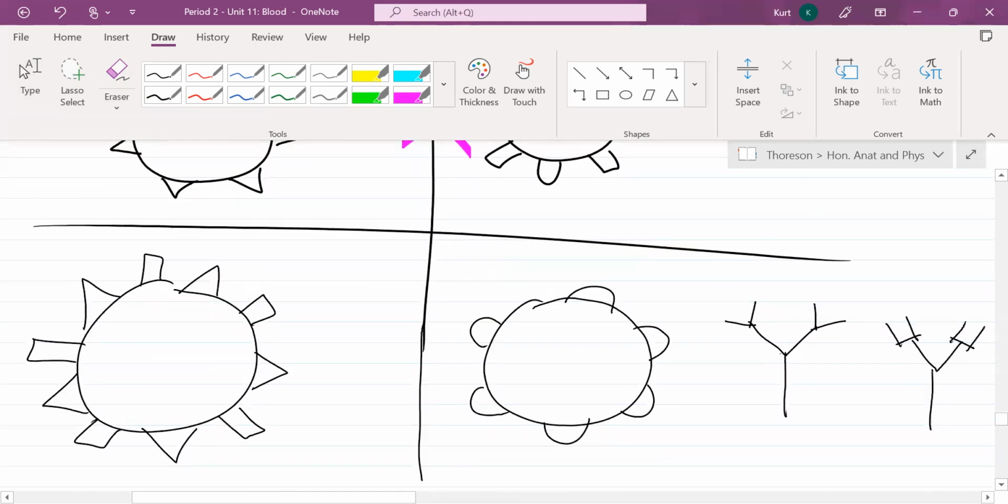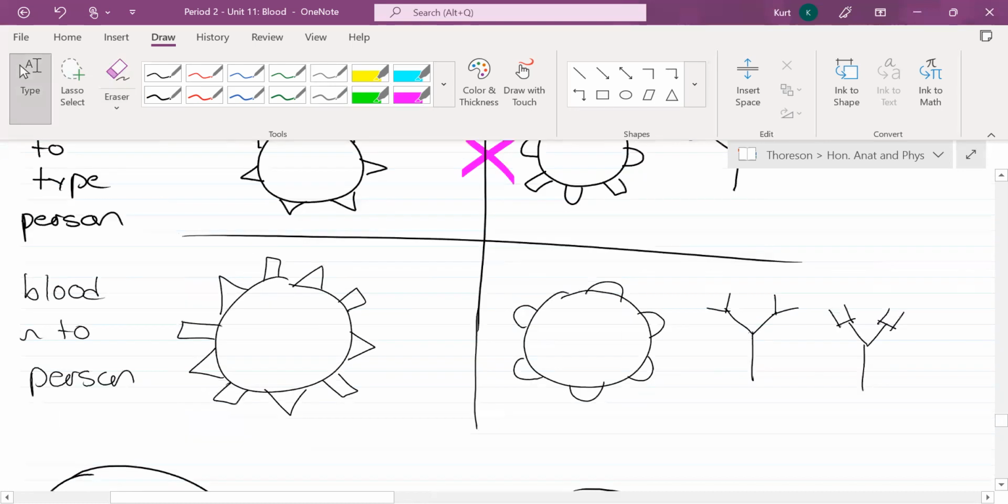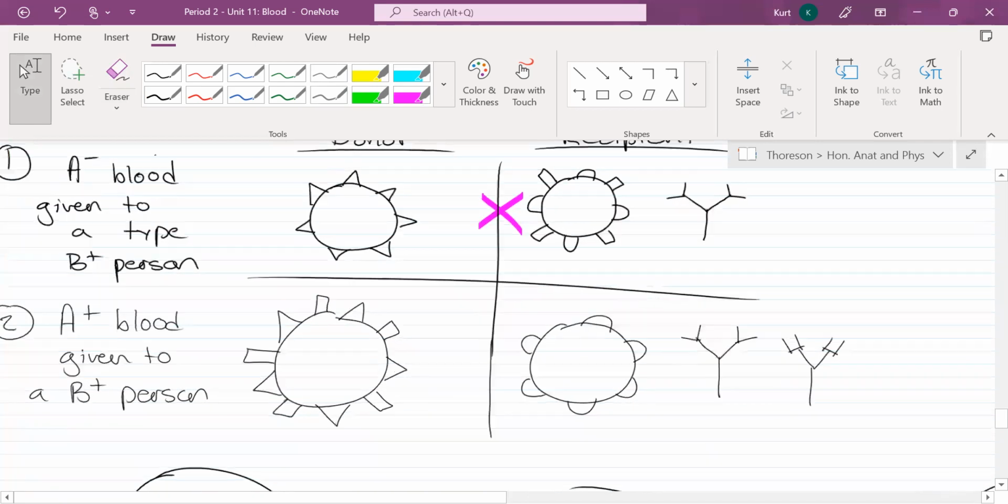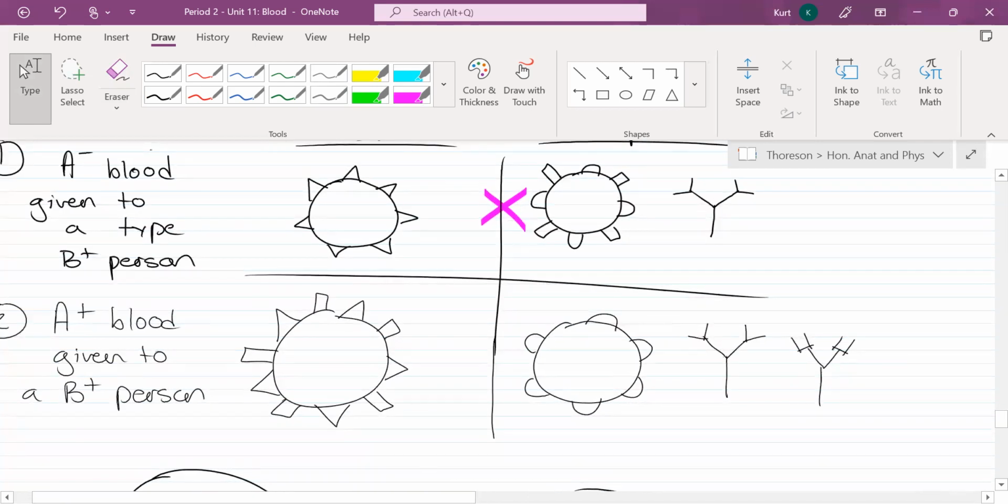I'll help you with the second one, and the rest you're on your own. And bring back to me on Monday. And please do this on your own. No cheating, no copying. A positive given to a B positive. What antigens does someone who is B positive have? Oh, excuse me. Let's fix that then. There we go. A positive given to B negative. What antigens does A positive have? A and Rh. There is no such thing as a B antigen. Oh, I meant to say that.